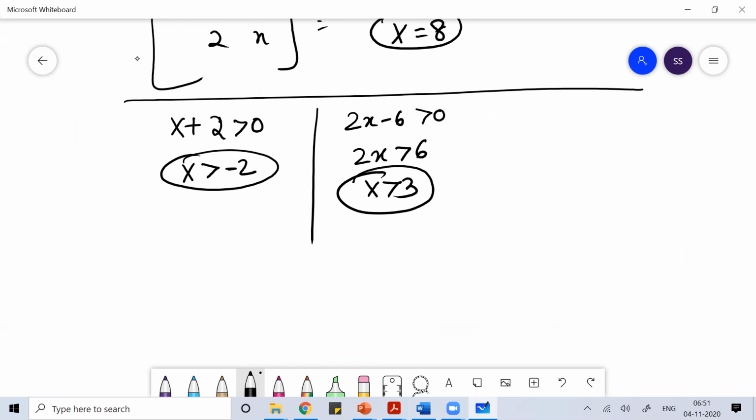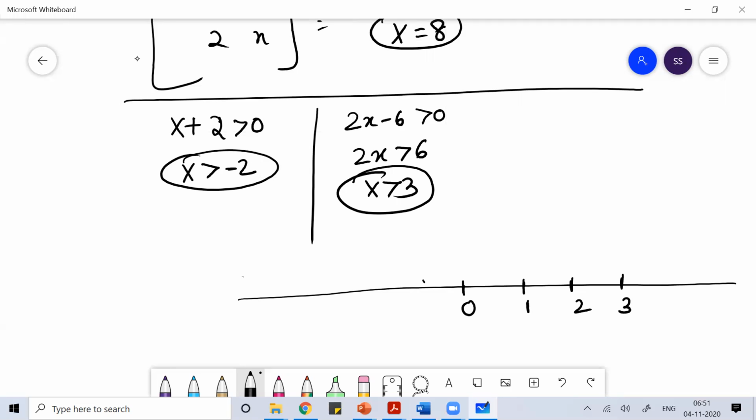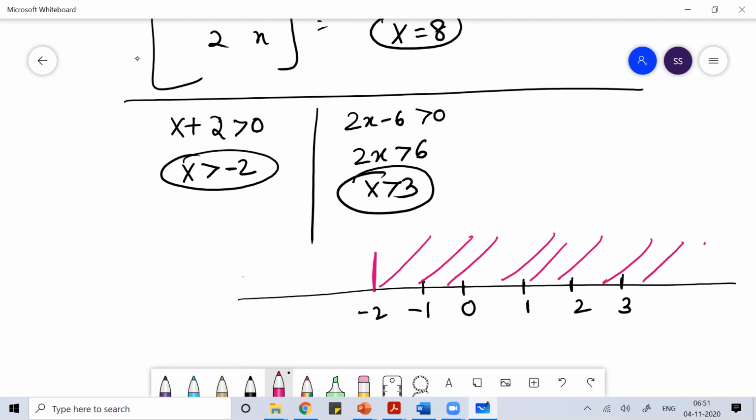So you can see x is greater than 3 here, where x is greater than minus 2 here. If you see the number line, according to the first equation, x is greater than minus 2, so excluding this value. Okay, and according to the second equation, x is greater than 3.